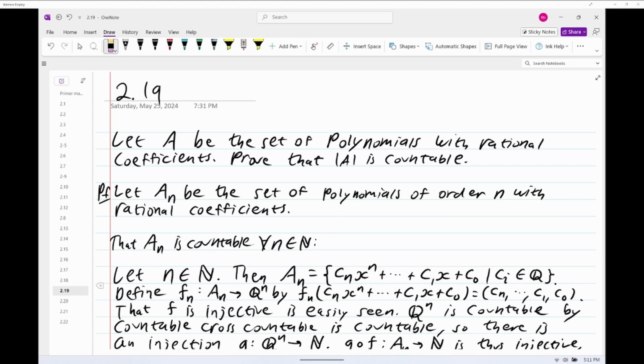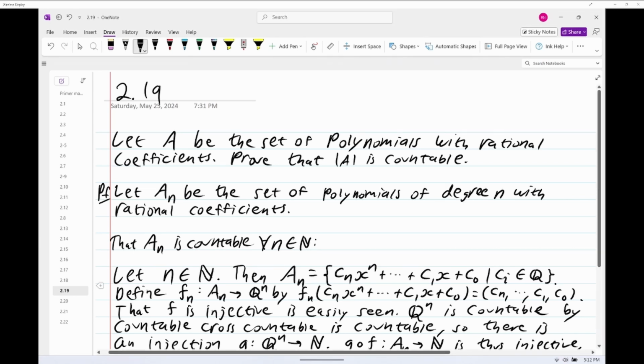Okay? We're going to show immediately that A_n is countable for every n, where I've defined A_n to be the set of polynomials of degree n with rational coefficients, and that means the largest power of x is n. So if we can manage to show that every set of polynomials of degree n is countable, then we do a countable union of all those. That's also countable, right? So we let n be some arbitrary natural number.